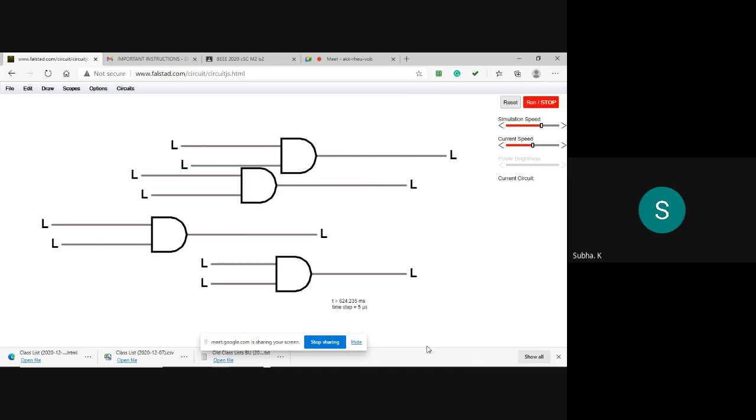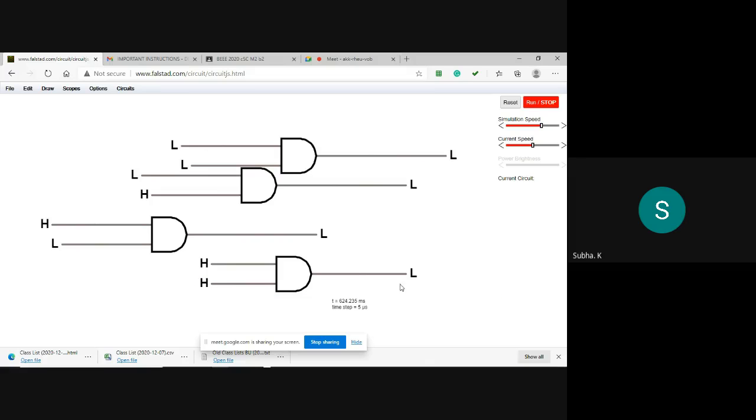Only when both the inputs are high you will be getting the output high. Yes, ma'am. Other cases it will be low. So first case 0 0, both the inputs are low, so the output is low. Second case, first input is 0, second input I am making it high, so still the output is low. Third case, first input high, second input is low. That means 1 0 combination, again the output is low. Fourth case, high high, that means 1 1.